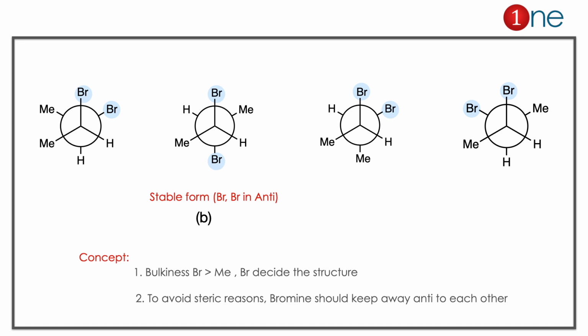Here you have to learn two important concepts, which is bulkiness. Bulkiness is very important when you decide the structure. Here bromine is bulkier than methyl, so bromine decides the structure. To avoid steric repulsion, the bulky group should be in the anti position, or you can say the trans position.